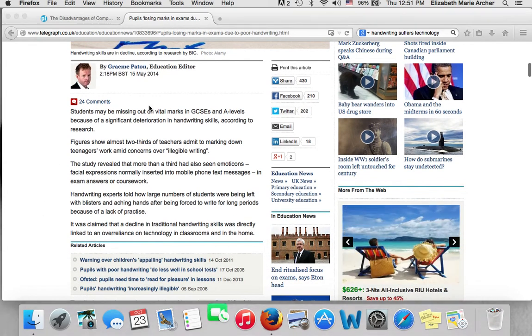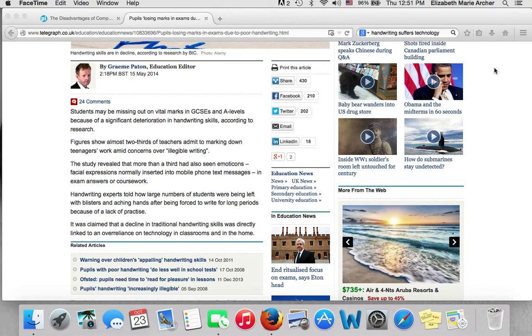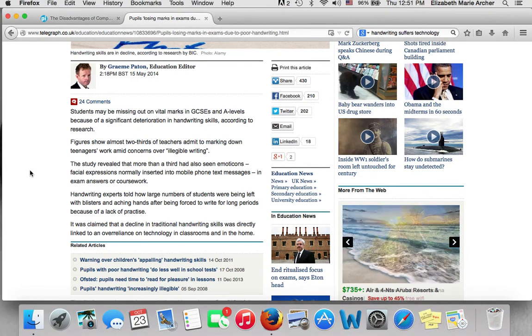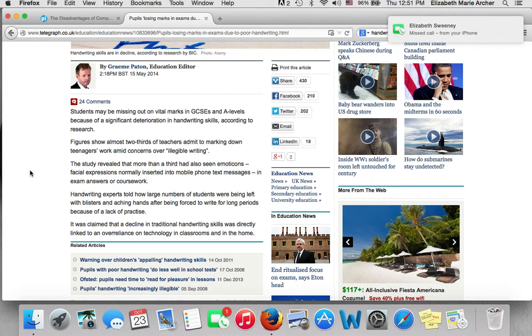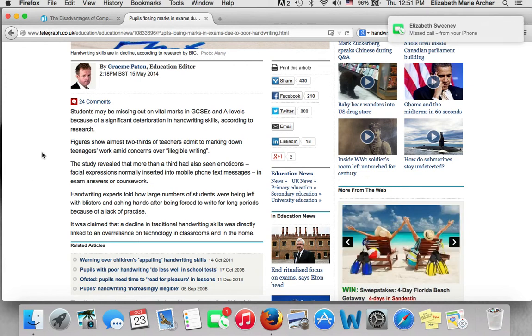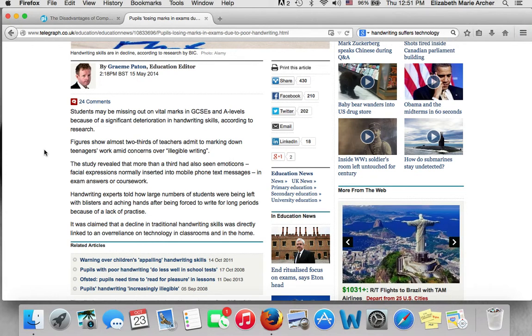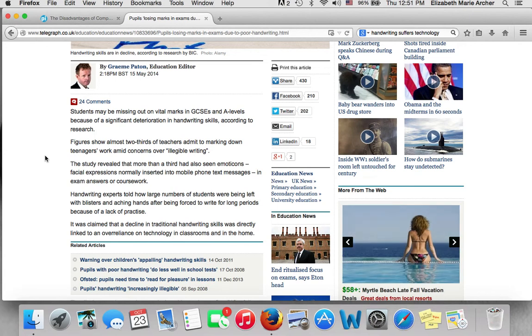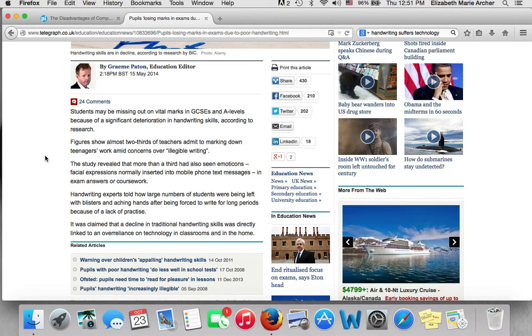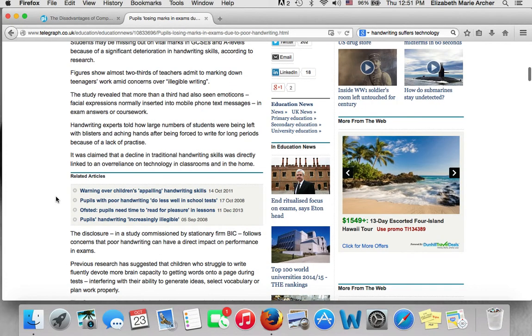Students may be missing out on vital marks in GCSEs and A levels because of significant deterioration in handwriting skills. Okay. Figures show almost 2/3 of teachers admit to marking down teenagers' work amid concerns over illegible writing. Study revealed that more than a third, this is from 2014, I just wanted to check, had also seen emoticons, facial expressions normally inserted.